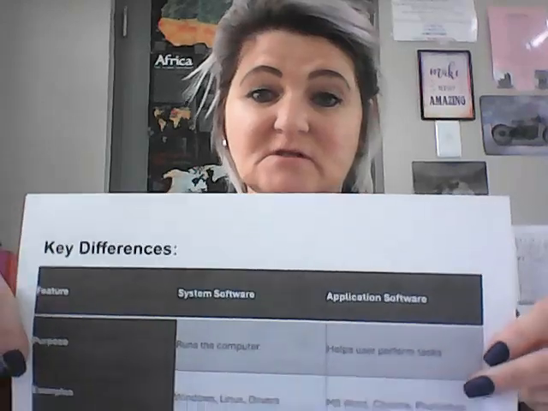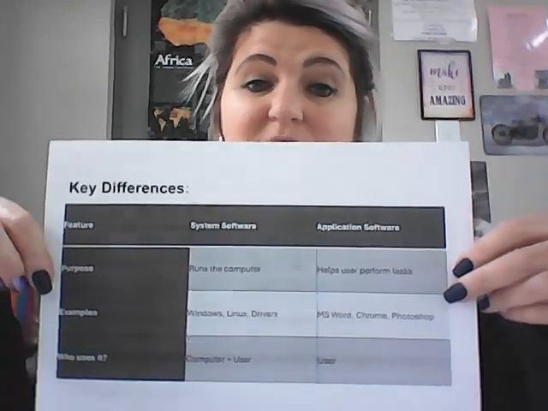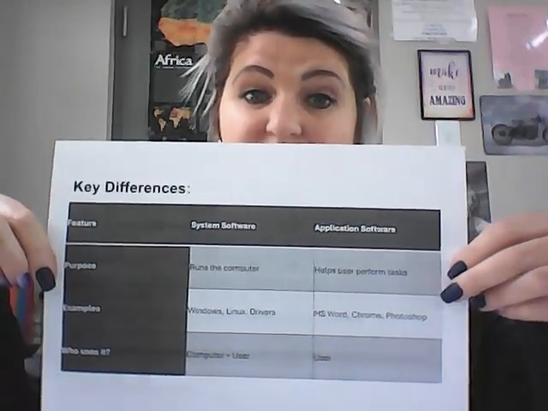You need the operating system first, and then you have the application to run on top of that. So they work hand in hand together. Great. So what are the key differences between application software and system software?